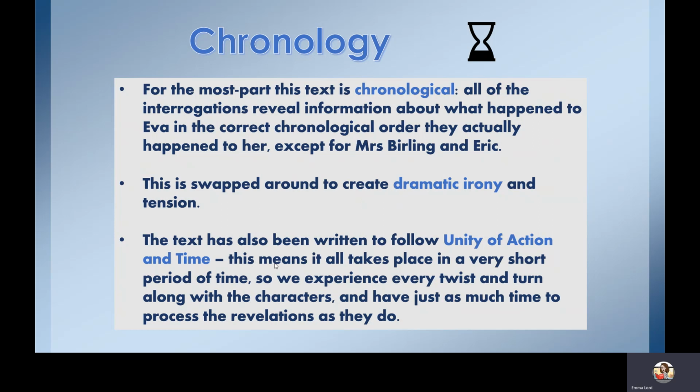The text has always also been written to follow Aristotle's theory of unity of action and time. Aristotle believed that a good play should take place in a short period of time, and also have unity of action. So we experience every twist and turn along with the characters, and we have just as much time to process the revelations as they do. So we're almost going on this journey with them, that the inspector is creating and that Priestley is creating. And I think that's a really important thing that you could talk about in your essays as well. This effect that Priestley creates on the audience, that we are watching this.